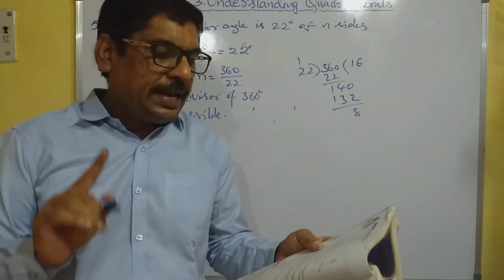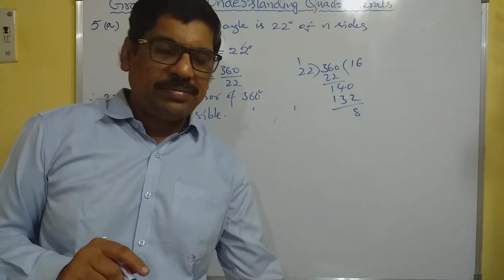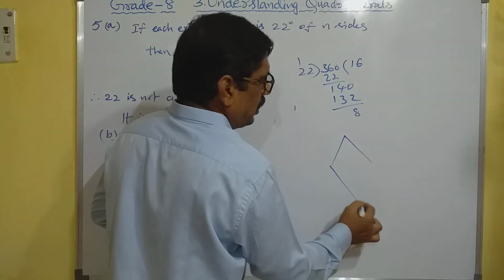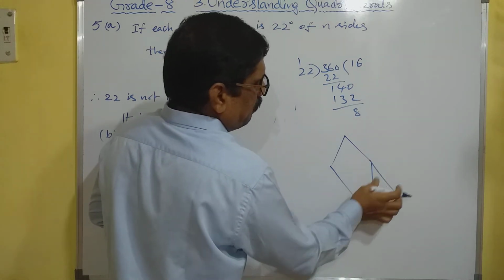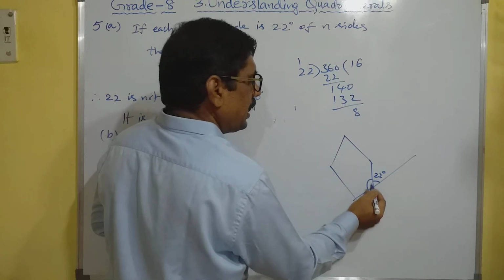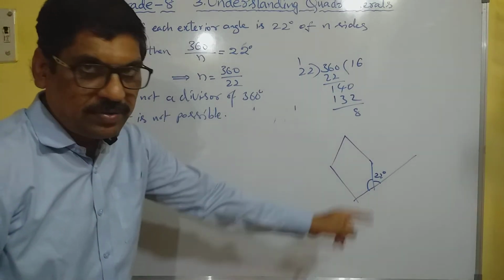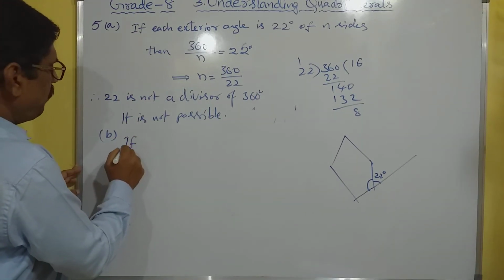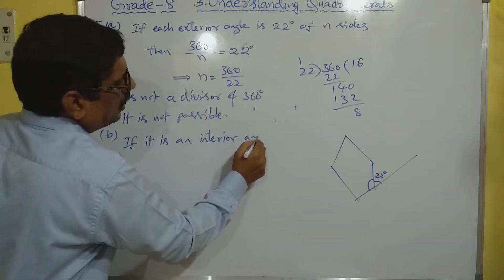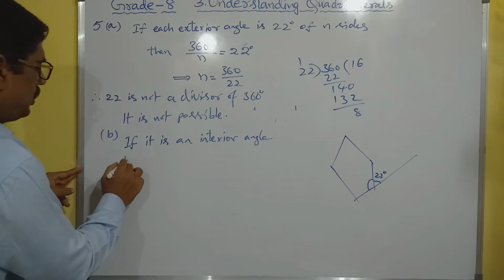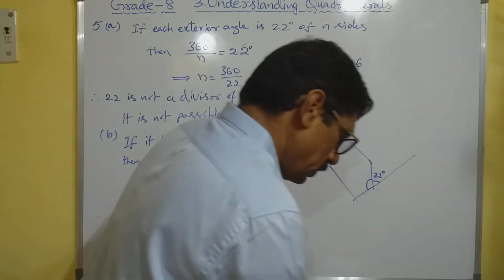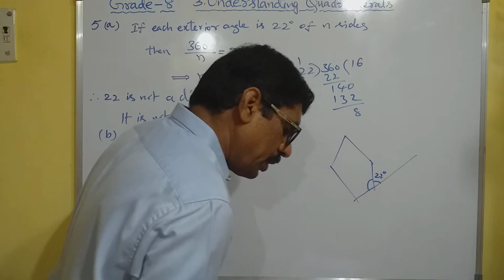Okay, now look at the B part. In that, can it be an interior angle of the regular polygon? Why? So, if 22 degrees is exterior, for example, for a polygon, just for example I have taken, if this is the exterior angle 22, then the interior angle will be 180 minus 22. Why? Because it is a linear pair. So if it is an interior angle, can it be an interior angle of a regular polygon?